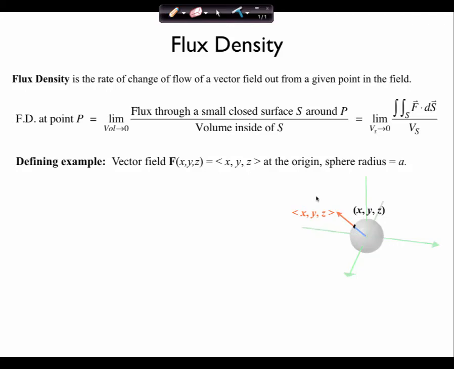If it's the vector x, y, z, it's actually the same as a position vector. It would be the radius, or you could put it at that point where the force is actually applied. It'd be the same vector as the radial vector.